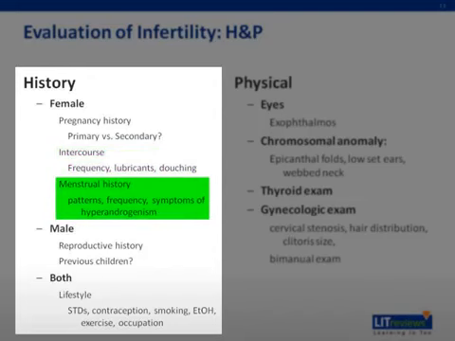Also, you need to know about menstrual history and ask about what the patient's bleeding pattern is. Is the patient heavy? Maybe she has fibroids or polyps. Perhaps she's not bleeding at all, or maybe she's anovulatory. If she has a lot of pain before each cycle, it may suggest endometriosis.